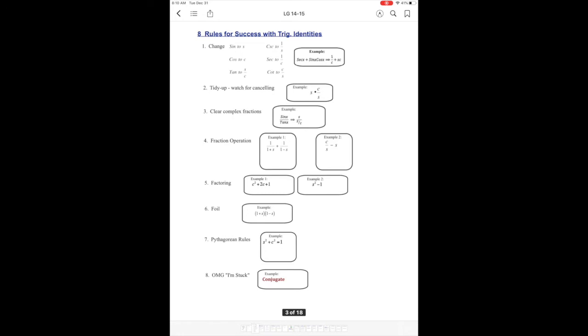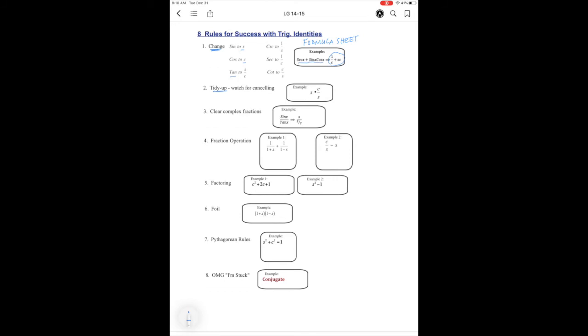All right, here are some rules for success in trig identities. The first thing is you want to change everything to S's and C's. So if you have a sine, it becomes an S. Cos becomes C, tangent becomes this. You're allowed to use your formula sheet, so please look at your formula sheet and you will see these identities so you can change them. In this example right here, see how I changed it to that. So you want to be doing that.